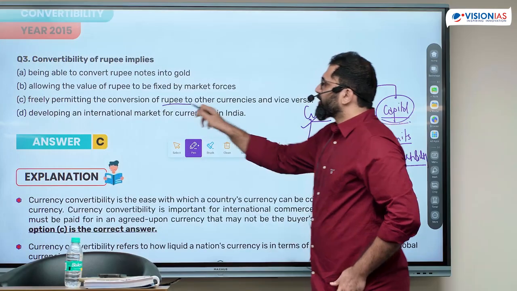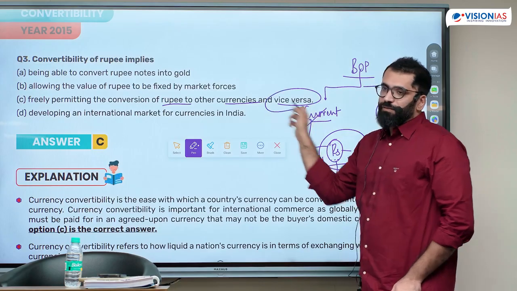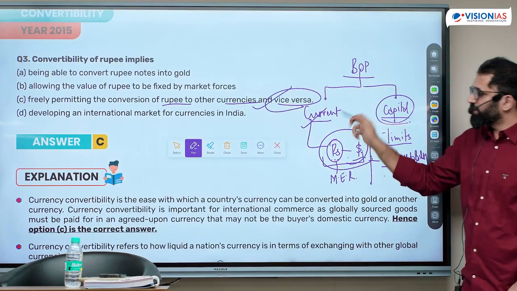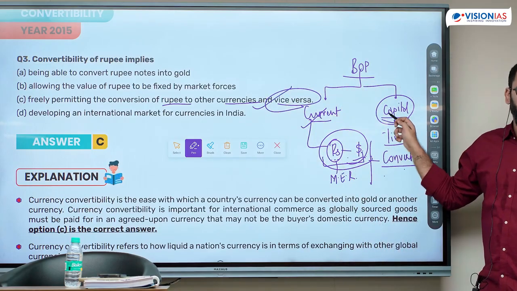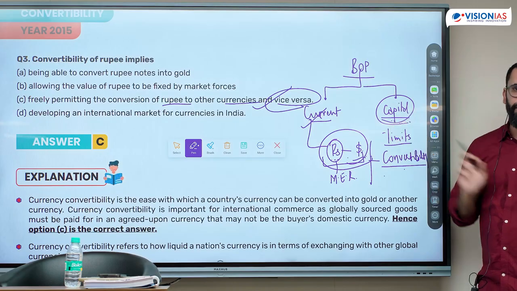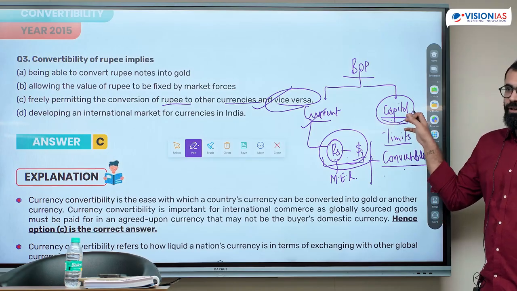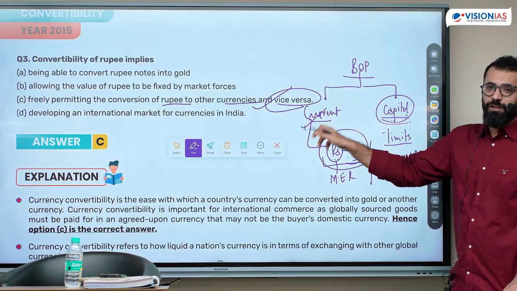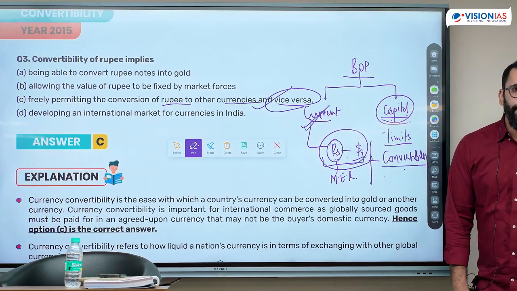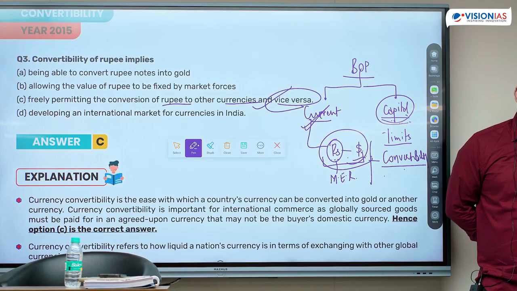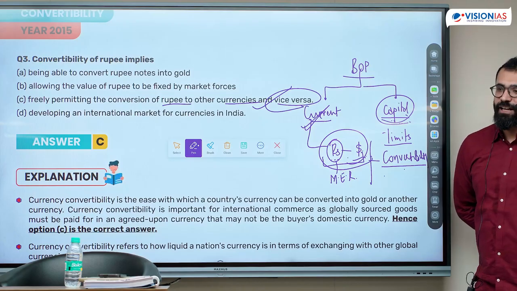Freely permitting the conversion of rupee to other currencies and vice versa. Current account means for these activities. Capital account convertibility means for activities recorded under capital account. Is it clear? India does not have full convertibility on capital. India has full convertibility on current. When did this happen? After 91, in 2015.